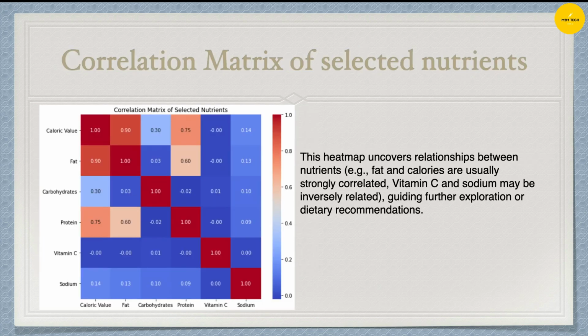Now it's all about the correlation matrix of selected nutrients. This heat map uncovers the relationship between nutrients, such as the strong correlation between fat and calories, or the potential inverse relationship between vitamin C and sodium, insights that can guide dietary recommendations. So basically, we see fat has the highest correlation with the caloric value, and sodium has the least.